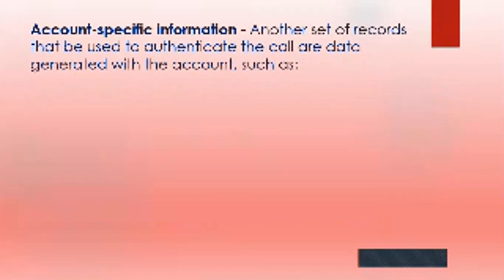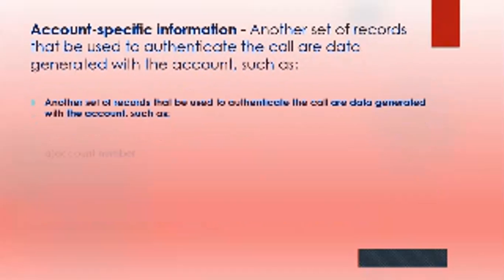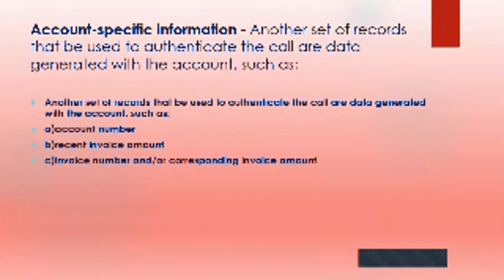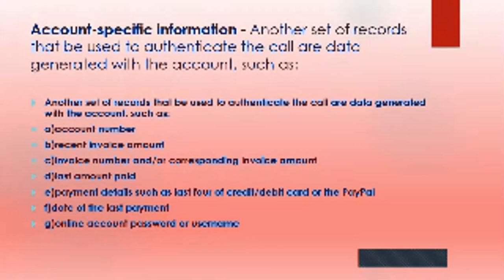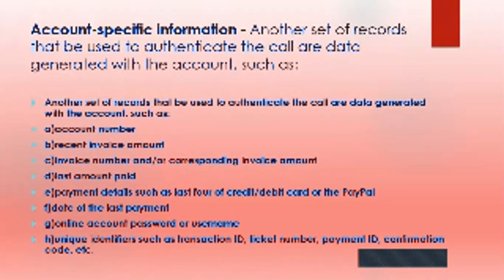Account-specific information. Another set of records that can be used to authenticate the call are data generated with the account, such as account number, recent invoice amount, invoice number and or corresponding invoice amount, last amount paid, payment details such as last four digits of the credit or debit card or the PayPal, date of the last payment, online account password or username, unique identifiers such as transaction ID, ticket number, payment ID, confirmation code.